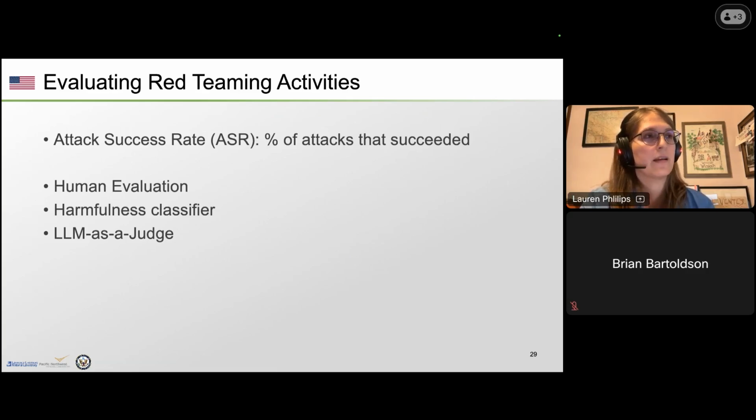You might implement a harmfulness classifier, which is common for systems that have guardrails, so that you can identify whether an attack actually bypassed your guardrail. We might use LLM as a judge. There are many different kinds of approaches that you could use to evaluate whether an attack was successful, and they all have pros and cons. So as you're planning an activity, you want to think about which of these you're going to use to determine whether an attack was successful.